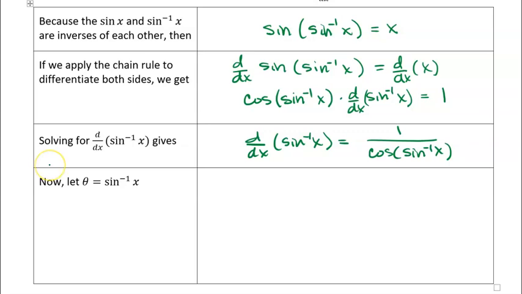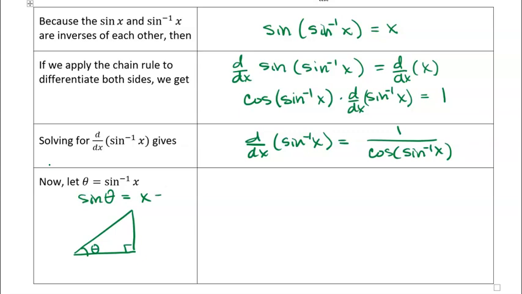We're going to do the same thing. We're going to let theta be the inverse sine of x, because the inverse sine takes a sine value and gives us the angle that has that sine value. This is equivalent to saying that the sine of theta is equal to x. So we're going to draw a triangle like we did before. I'm just going to draw a random right triangle, and I'm going to call this angle theta.